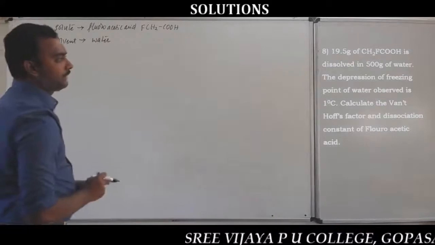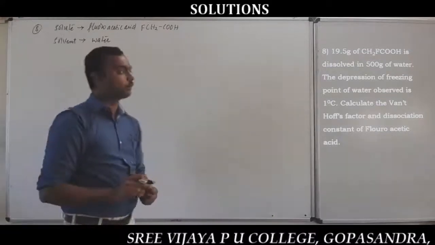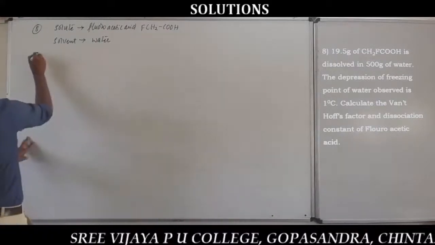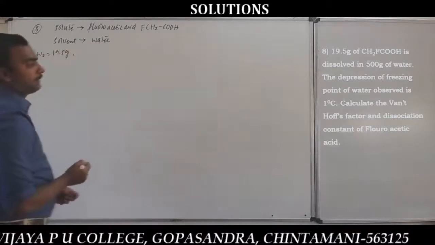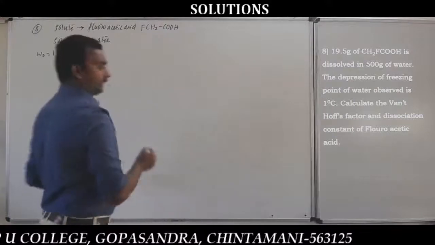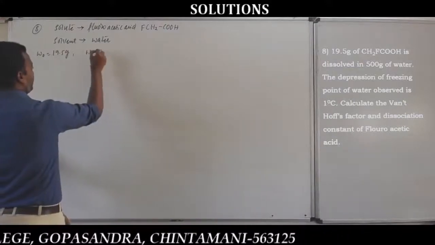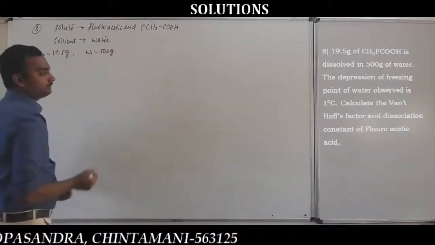Collect the data. 19.5 gram of fluoroacetic acid is the solute mass, that is W2 equal to 19.5 gram. Dissolving in 500 gram of water, that is mass of solvent, W1 is equal to 500 gram.